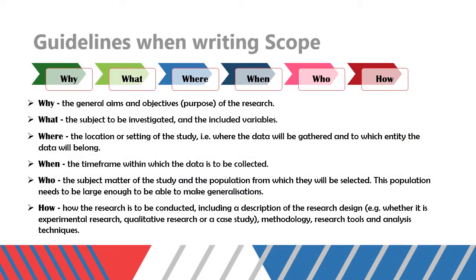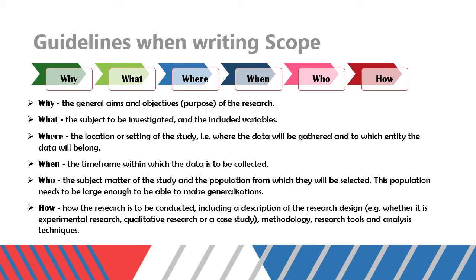Guidelines on how to write a scope. A good scope statement will answer the following 6 questions: why, what, where, when, who, and how. For why? It is the general aims and objectives or the purpose of the research. What? The subject to be investigated and the included variables.